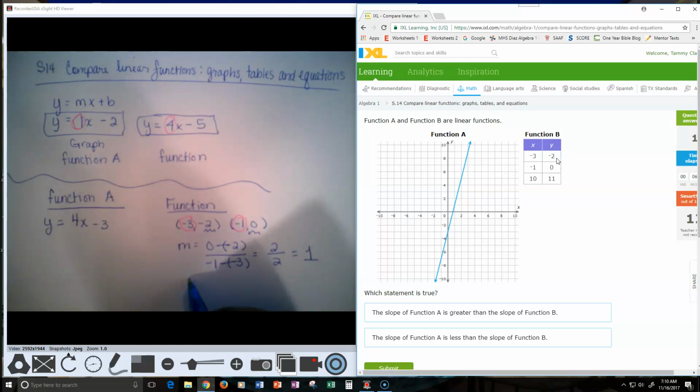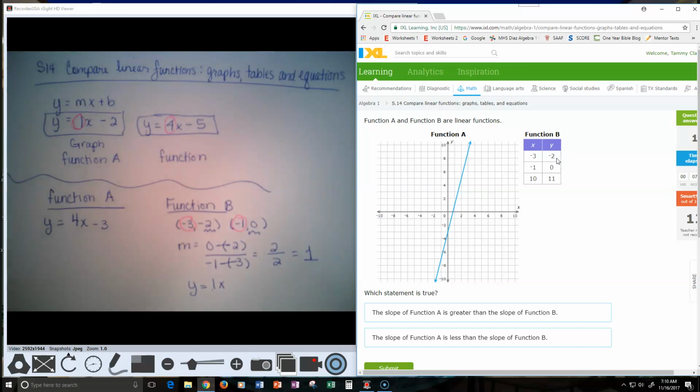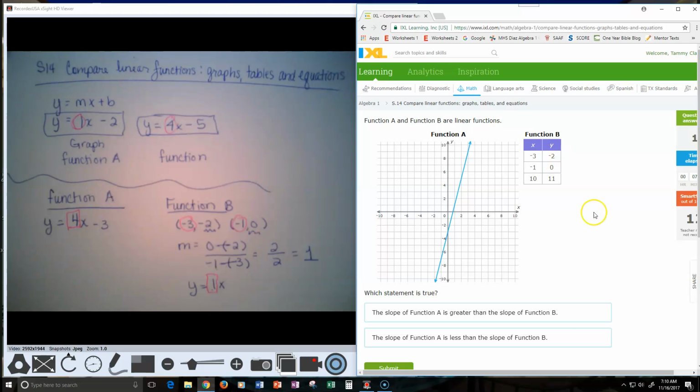So this would be y is equal to 1x, and I really don't need to know my y-intercept because I'm just comparing the slope. So for function B, my slope compared to the slope of function A, well, the slope of function B is less than A, so we'd have to say the slope of function A is greater than the slope of function B.